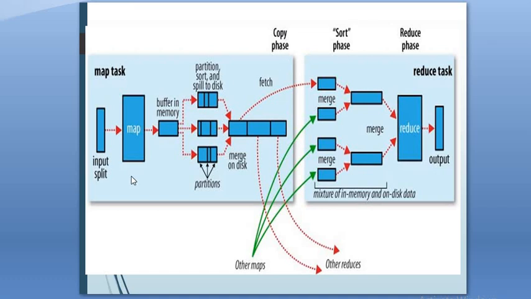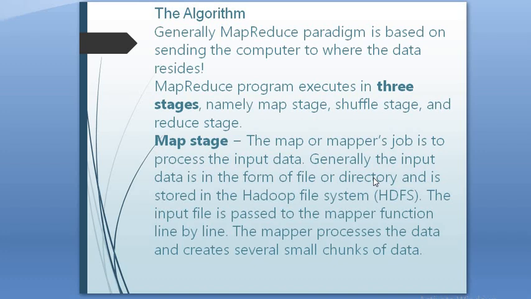See this diagram, we are giving the input, the mapping is stored in the buffer in the memory, the partition is split into the disk, and finally merged. So this is called the shuffle phase. And another one we are calling the sorting phase with a reduce phase. So merging with the key values reduced, then the reduce task is the output.